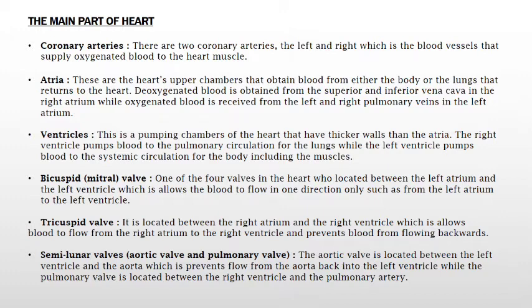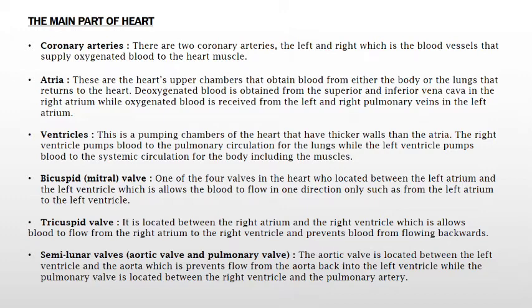The deoxygenated blood is obtained from the superior and inferior vena cava in the right atrium, while oxygenated blood is received from the left and right pulmonary veins in the left atrium. The third, ventricles. These are the pumping chambers of the heart and have thicker walls than the atria. The right ventricle pumps blood to the pulmonary circulation for the lungs, while the left ventricle pumps blood to the systemic circulation for the body, including the muscles.